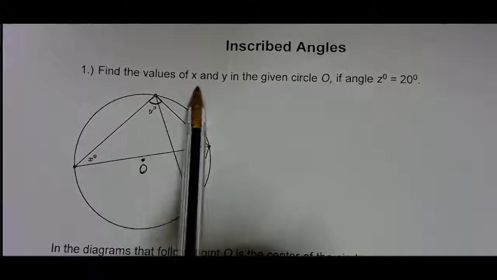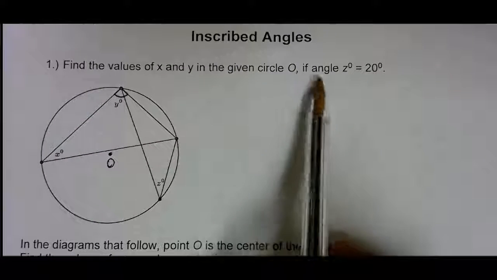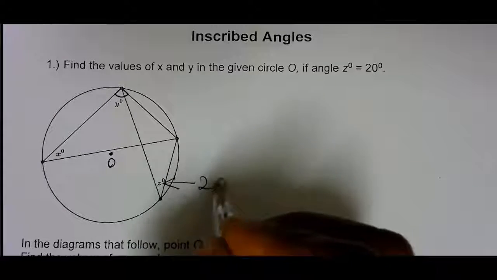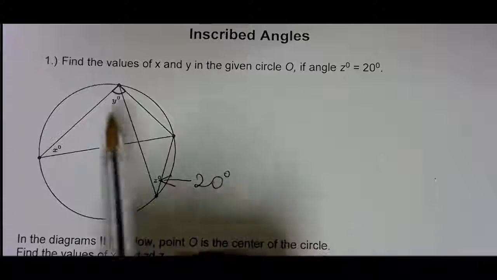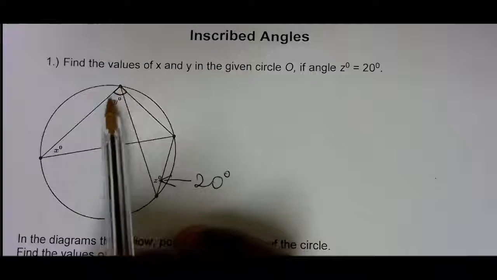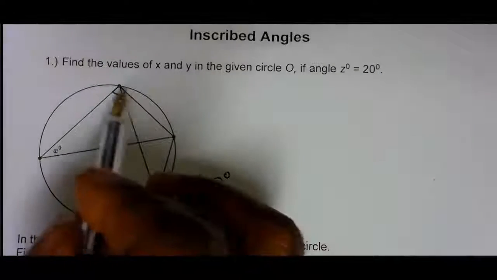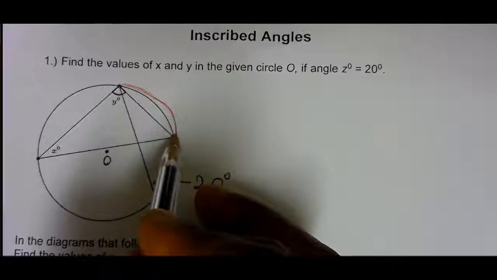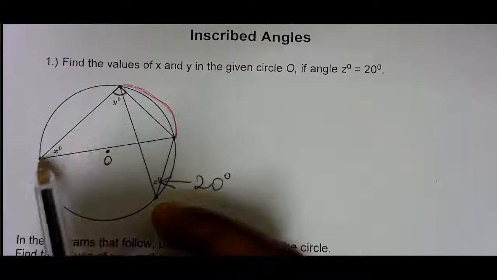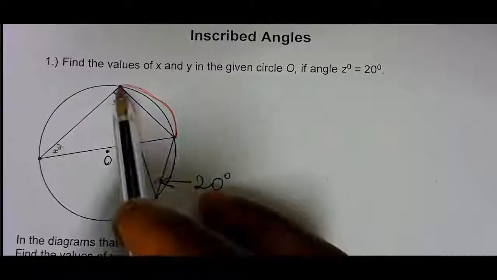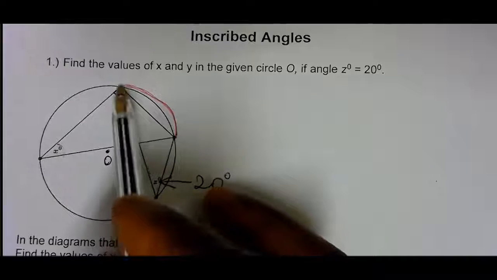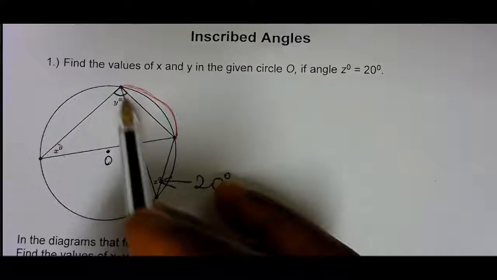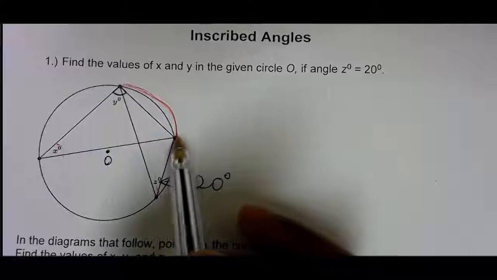Okay, find the value of x and y in the given circle O if z is 20. So z here is 20 degrees. Angle x intercepts this arc. Angle z runs from the same end of the circle to the other point on the circle, so angle z also intercepts the same arc.